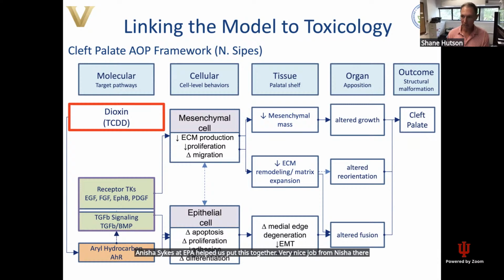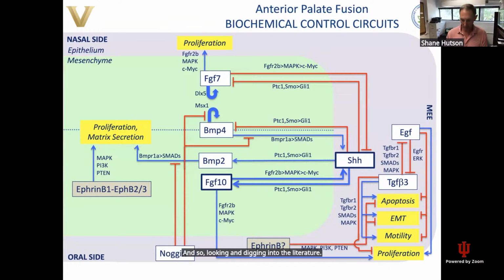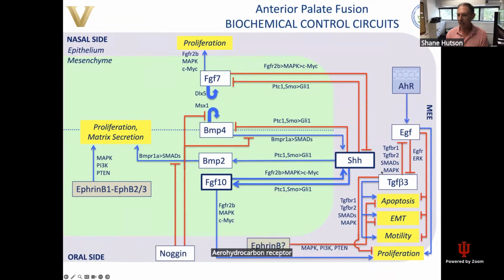And then we wanted to see if we could model this in the model that we were building. Now, one of the keys is, all right, we're going to put a chemical disruptor into here. What parameters, what knobs in the model should this affect, right? Where should it go? And so looking and digging into the literature and that adverse outcome pathway that I just showed you there, aryl hydrocarbon receptor affects this EGF-TGF-beta switch.